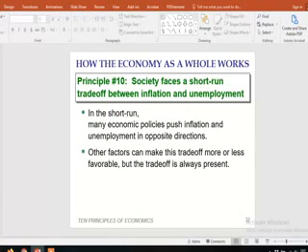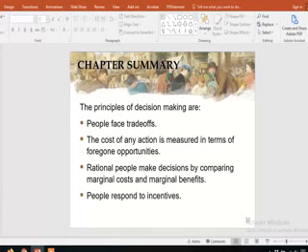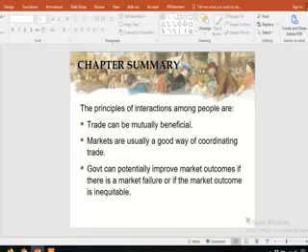The last principle is that society faces a short-run trade-off between inflation and unemployment. If inflation increases, unemployment will decrease, and if inflation decreases, unemployment will increase. Many economic policies push inflation and unemployment in opposite directions. This is the 10th principle of economics, and this is the summary of the chapter that we have discussed in all the principles.